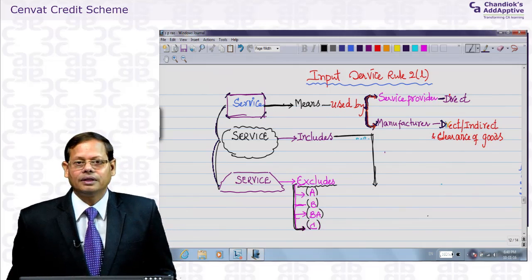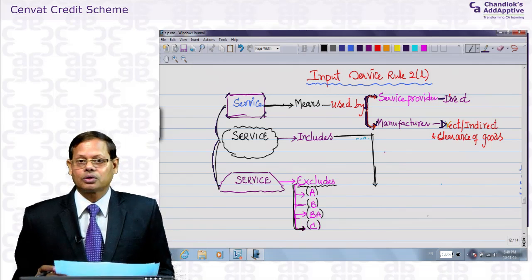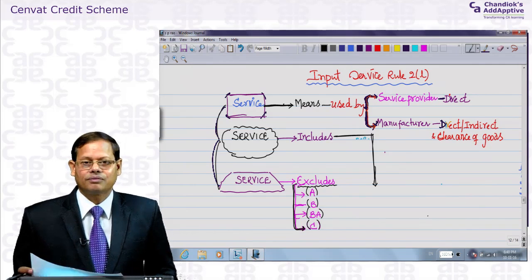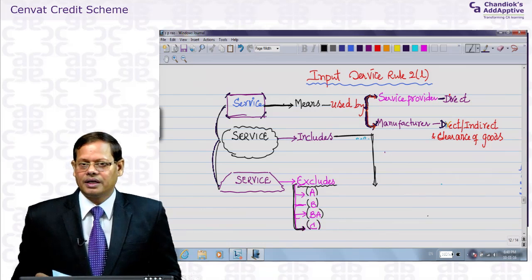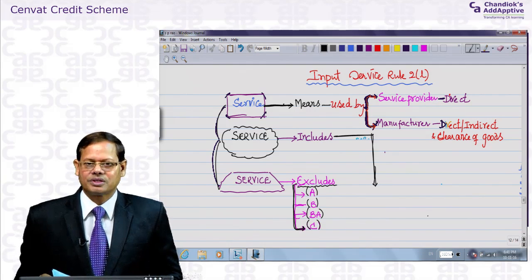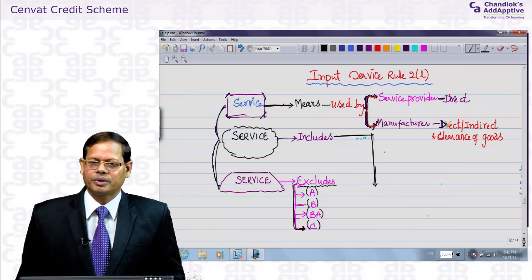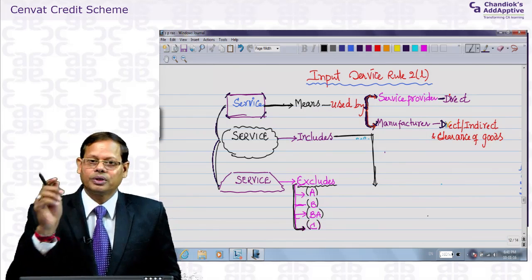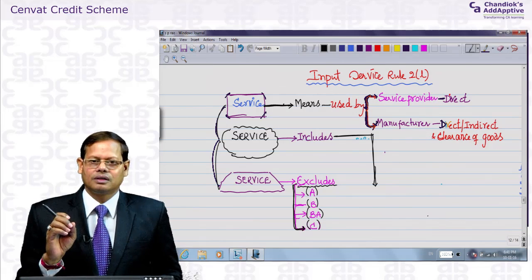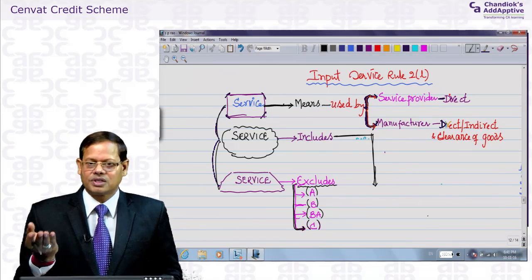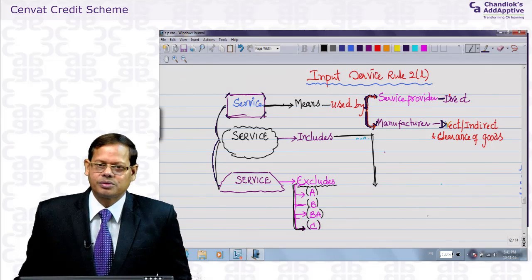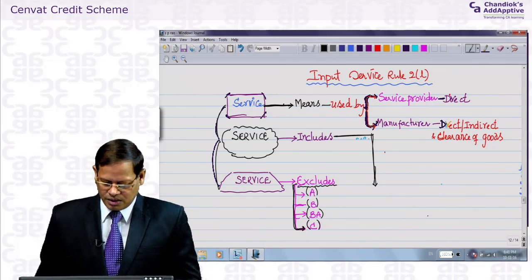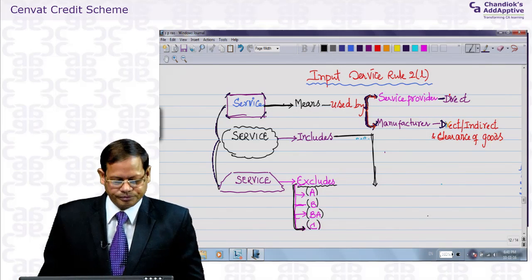They have added in budget 2016: sales promotion includes sale of goods on commission basis by an agent. If you employ an agent and he will be selling your goods on commission basis, that is also sales promotion. Automatically, whatever service tax you pay to the commission agent for receiving services for the sale of your goods, you are eligible to take CENVAT credit. Okay?